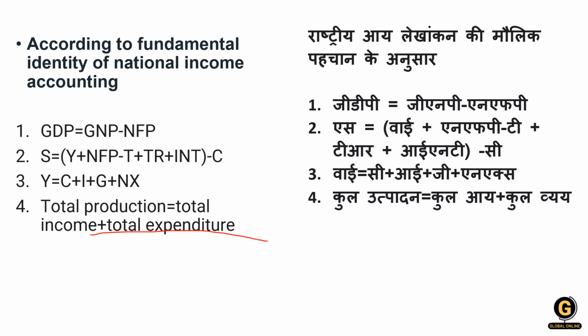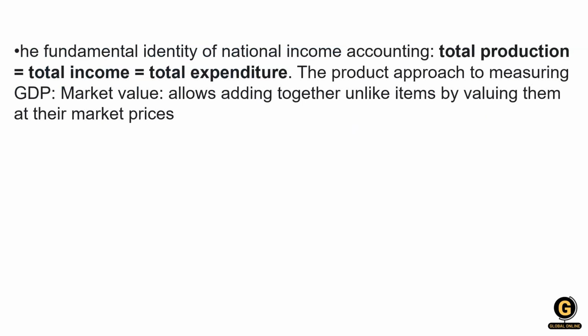So the correct option for this question is option 4. According to the fundamental identity of national income accounting, total production is equal to total income and total expenditure, which is the correct answer. The product approach to measuring GDP uses market values, which allows adding together unlike items by valuing them at their market prices.